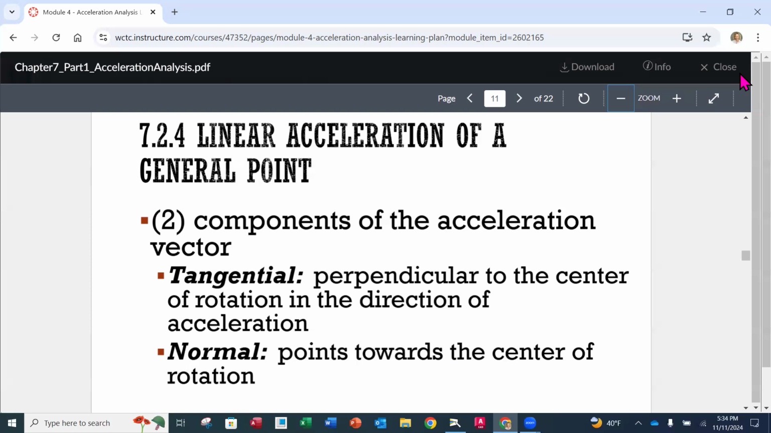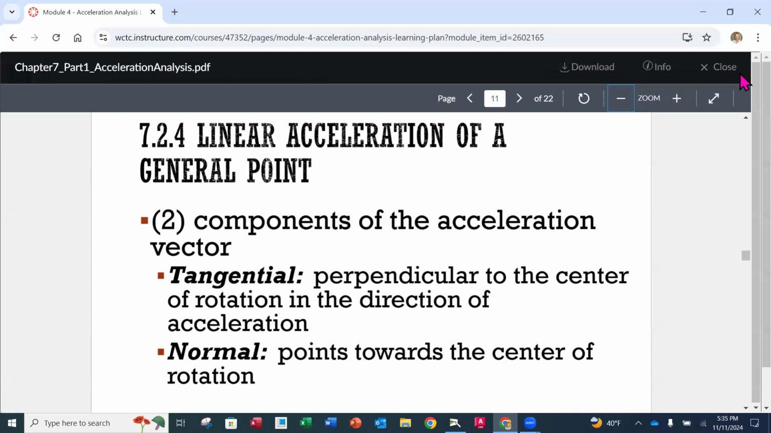Now, the tangent component, its direction will always be perpendicular to the center of rotation in the direction of acceleration. So this is where we go back to, if we're accelerating, if we're speeding up, then our tangential component will go in the same direction as the velocity, okay?